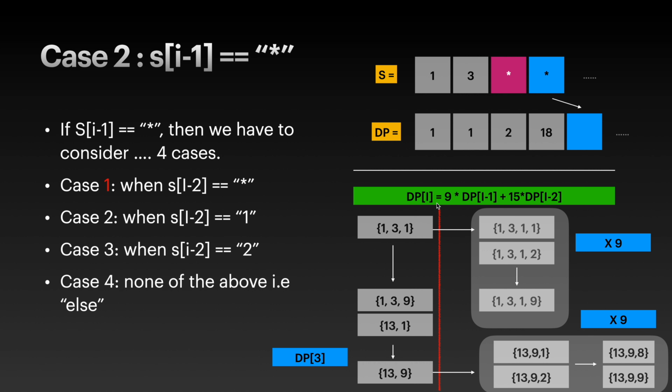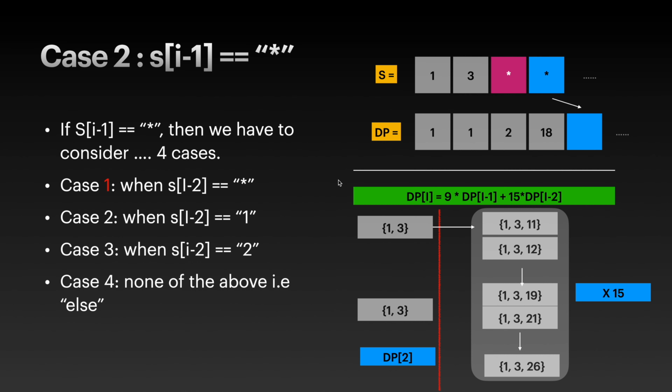That is why we have dp of I equals 9 times dp of I minus 1. Now that's not the end. We also have to look at the dp of I minus 2. So that will be this one. That's for dp of I minus 2.